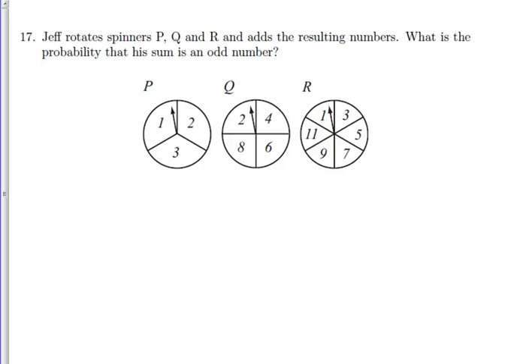This is problem number 17 from the 2006 AMC8. And it's an interesting problem where you've got to find a probability of adding a sum. And we want to know just when that sum is an odd number.